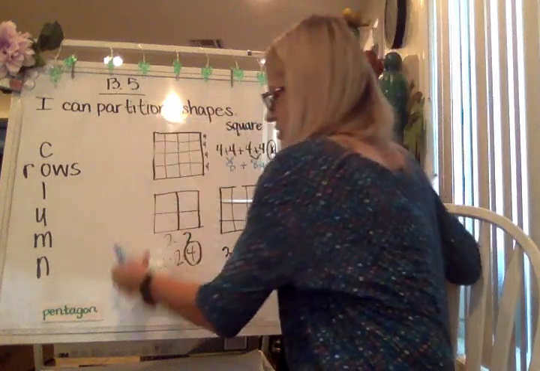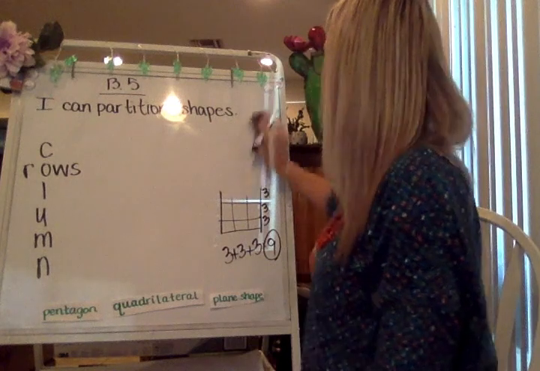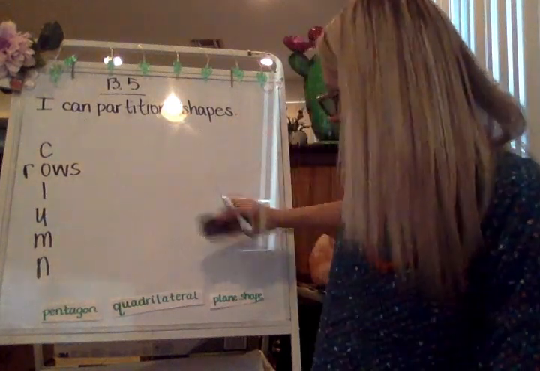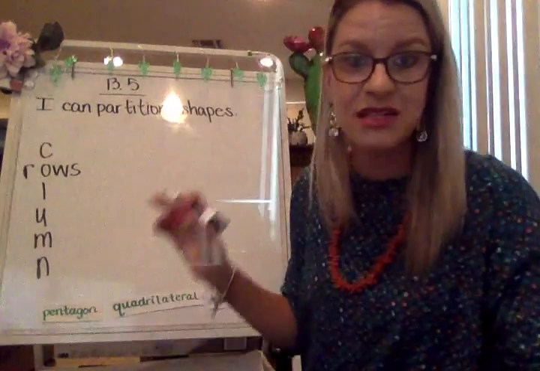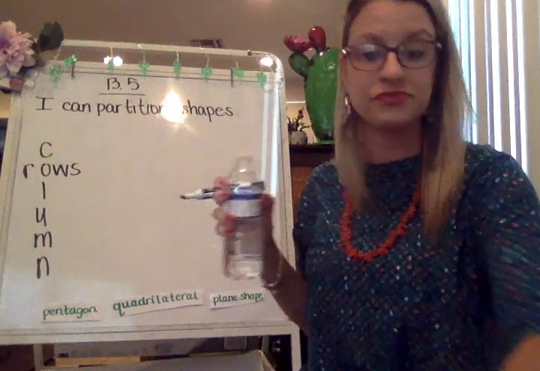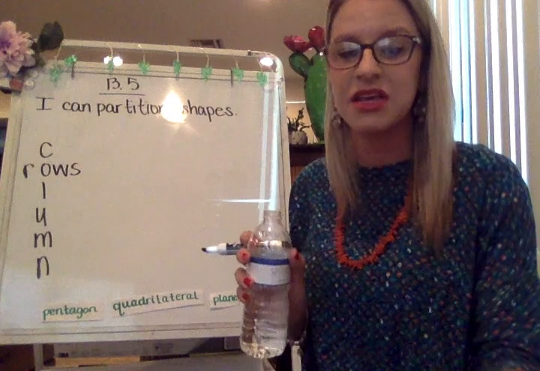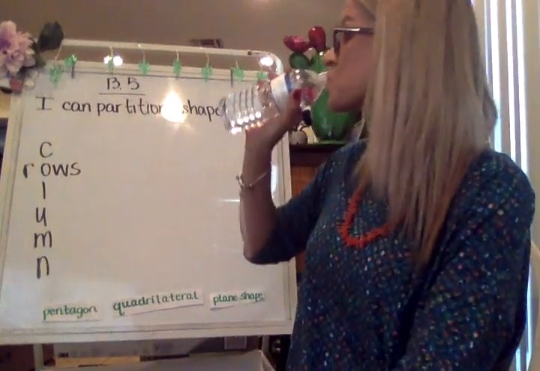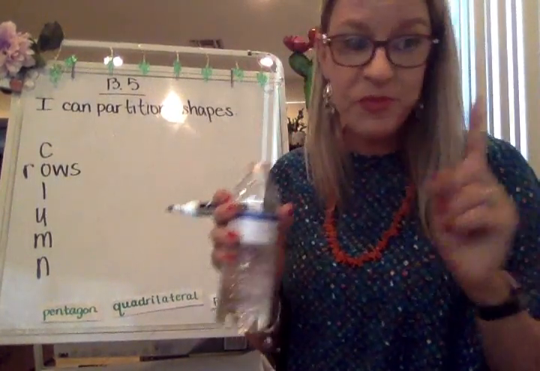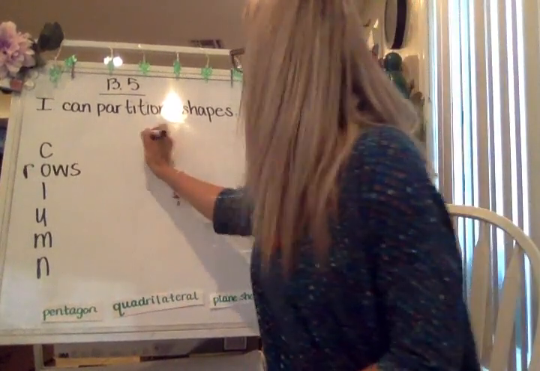Let me move this out of the way. So with these shapes, all of them are going to be quadrilaterals. We're not going to be using hexagons and pentagons during this. What I want you to be paying attention to is how the wording is asking you about rows and columns. Sorry about that. Let's look at some more shapes.